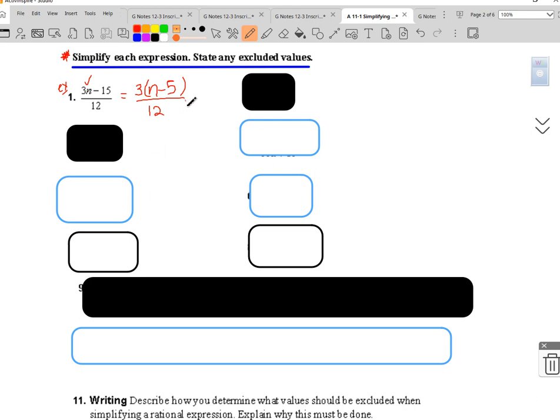Okay? So now, the last step, step 4, says cancel common factors. That means in the numerator and denominator. So 3 and 12 have a common factor. What's that common factor? 4? No, 4 is not a factor of 3, right? Is 3 a factor of itself? Yes. So 3 comes out of 3 one time. 3 comes out of 12 four times. So our simplified answer here is n minus 5 over 4. That's it. That's your final answer.